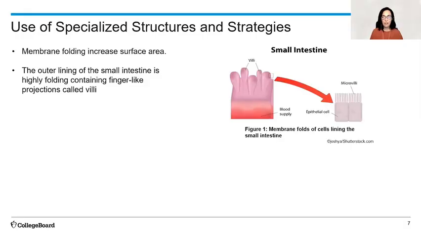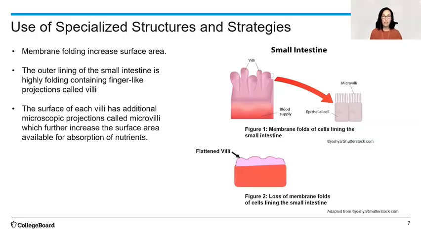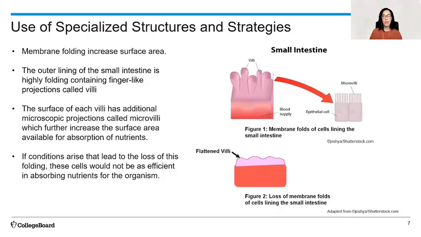But it doesn't just stop there. Each of the villi has additional microscopic projections called microvilli, as shown in figure 1, that further increases the surface area for the absorption of these nutrients. So with this increase in folding, the more folds you have, the more efficient these cells would be at, in this case, transporting nutrients across their surface. And imagine if there was a condition where there was damage to these villi and the villi flattened, like as shown here in figure 2. Any loss of membrane folds like this would decrease the efficiency of the cell in absorbing nutrients for the organism.